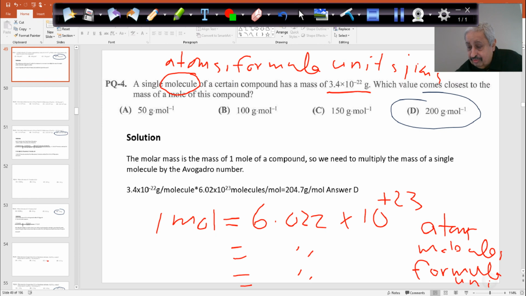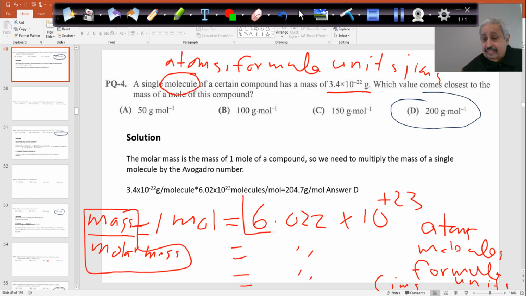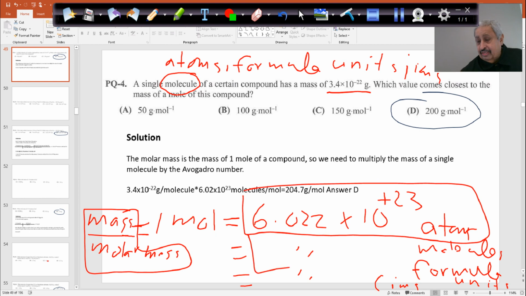Or some textbooks sometimes put ions. However, the mole is a ratio between mass over molar mass. So you have four definitions of a mole. This is one here, mass over molar mass. This is the second definition. This is the third definition. This is the fourth definition.